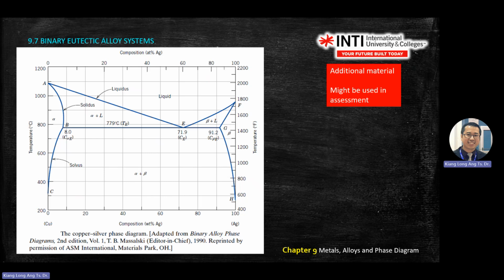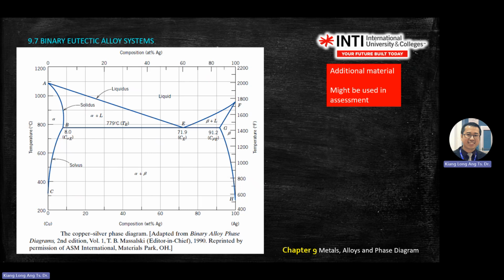Yeah, this is the answer. If I give you this one, okay? If the question didn't give you the percentage, it didn't give you the X, based on this graph, where does the pro-eutectic alpha start to form? Where? A point, yeah?